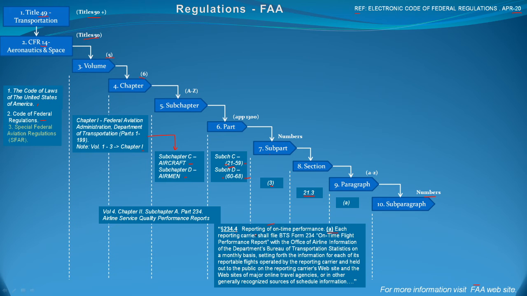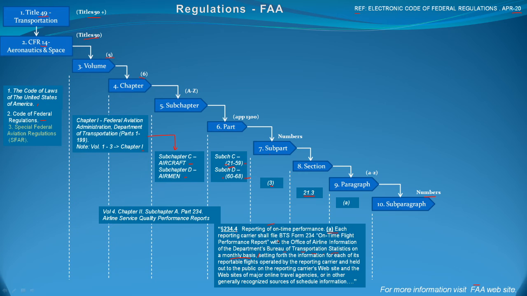Each reporting carrier, airline, shall file BTS. BTS stands for Bureau of Transportation Statistics, Form 234. On-time flight performance report with the Office of Airline Information of the Department BTS on a monthly basis. Not reading here the rest of the syntax because it's about publishing the schedule, but what is interesting here is that the regulator is very clear.